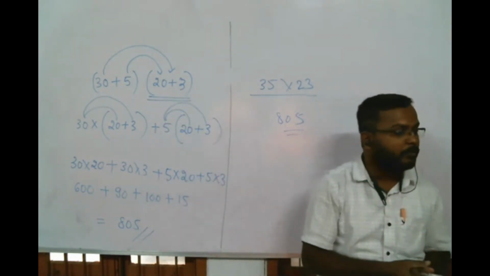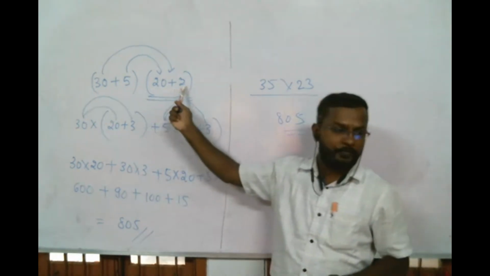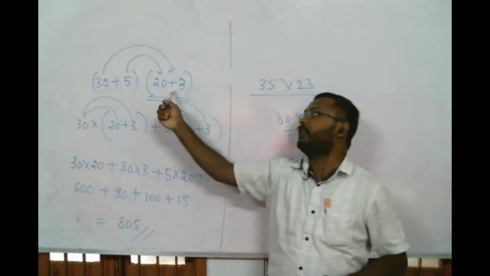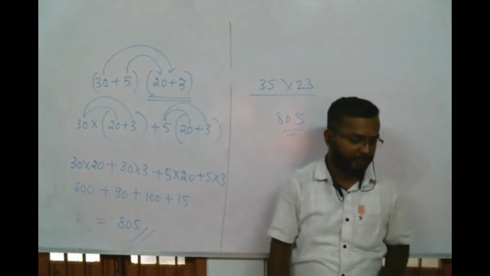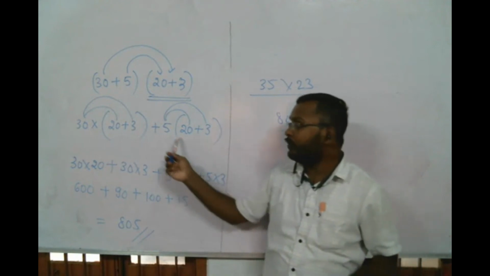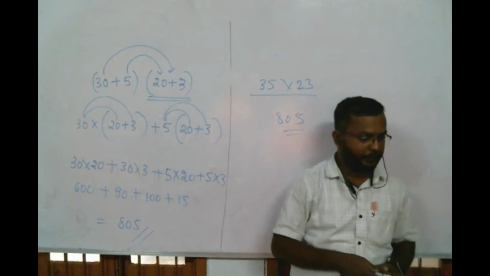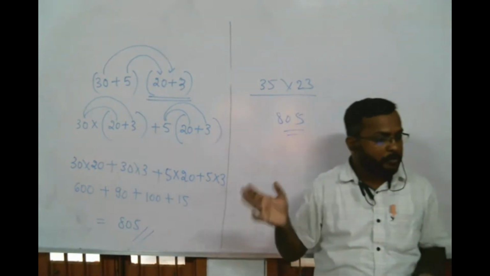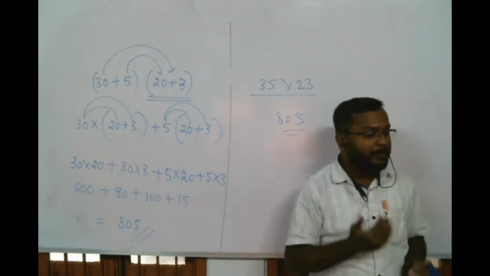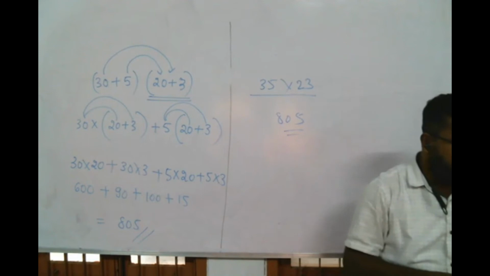We have to apply the distributive property twice. So first you take this as one term, and 30 you multiply with 20 plus 3, and again plus 5 you multiply with 20 plus 3. And then you have to use distributive property once again. Okay, so now I think you might have understood the steps. The same steps we'll be applying for algebraic expressions.